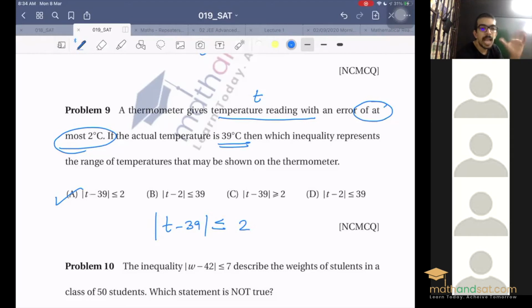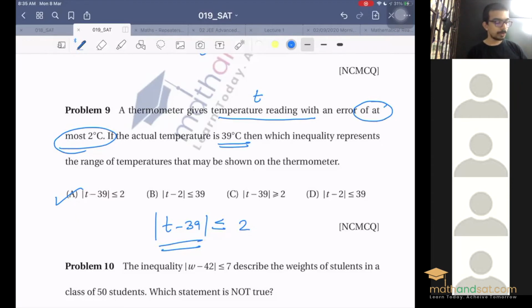So the idea is very simple. The actual value minus the reading, or the other way around. To take both cases, you just take the absolute value. And its maximum value is 2 degrees. The error can be at most 2 degrees. The error should be less than or equal to 2. So that is why we have less than or equal to. The error can be 2 or less than 2. That is the idea here.